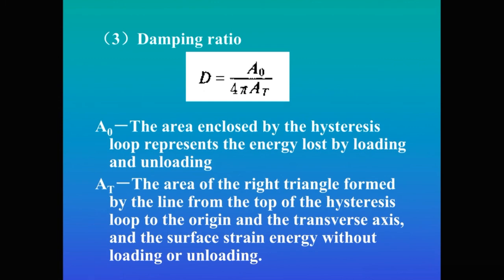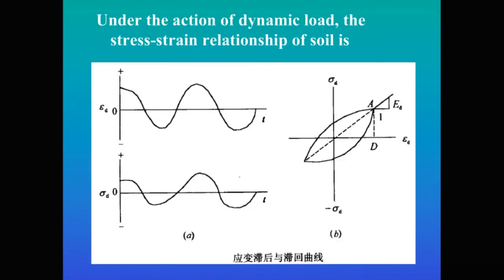A0 is the area enclosed by the hysteresis loop, which represents the energy loss by loading and unloading. Let's see, it is just the area inside this hysteresis loop. This is the A0. We use this area to describe the energy loss.